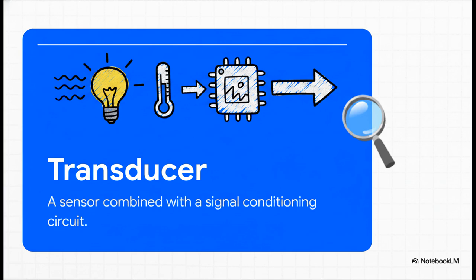So you hear the word sensor all the time, right? But the crucial thing here is understanding the difference between a simple sensor and a transducer. While a sensor just detects a physical change, like, say, a shift in temperature, a transducer goes a step further. It takes that detection and actually conditions it into a usable electrical signal. Basically, a transducer is a sensor combined with a signal conditioning circuit. It's the whole shebang, making it a much more comprehensive tool for gathering data.